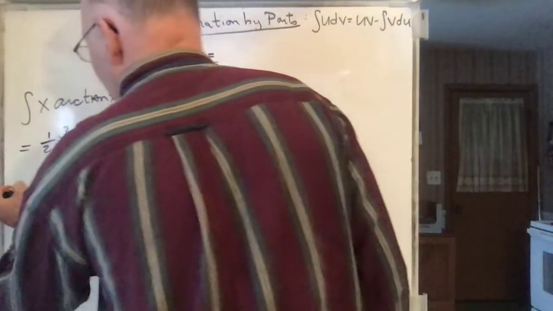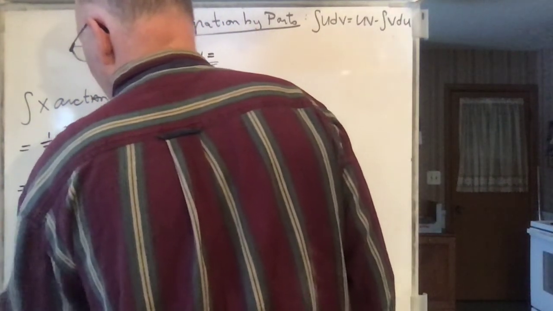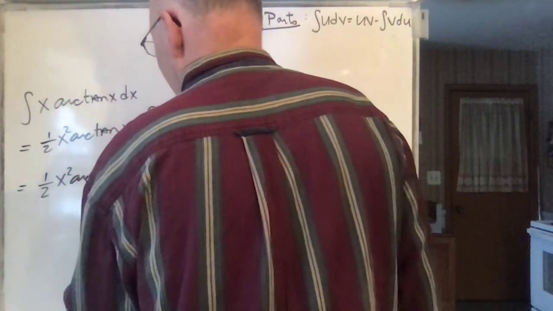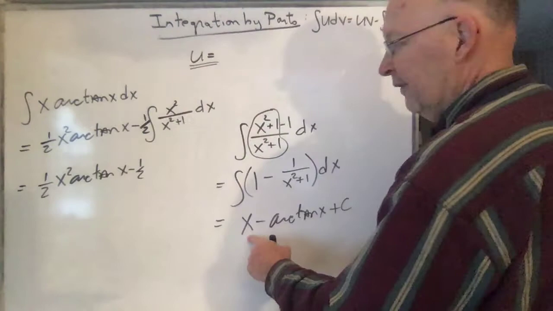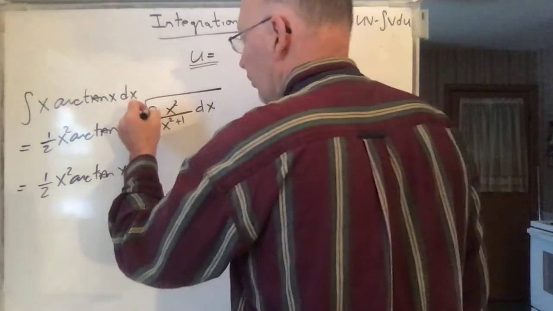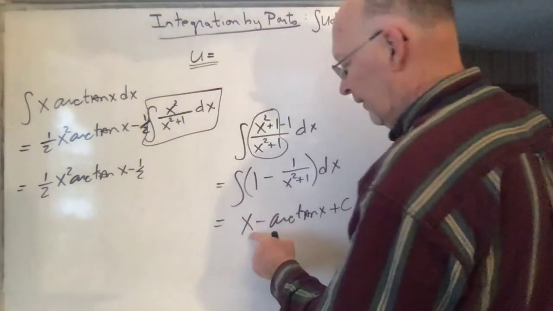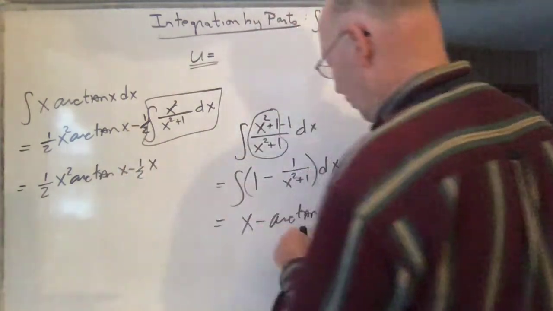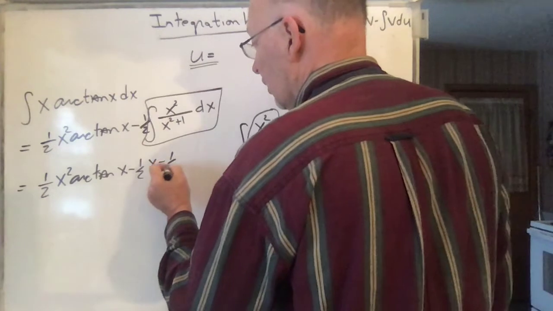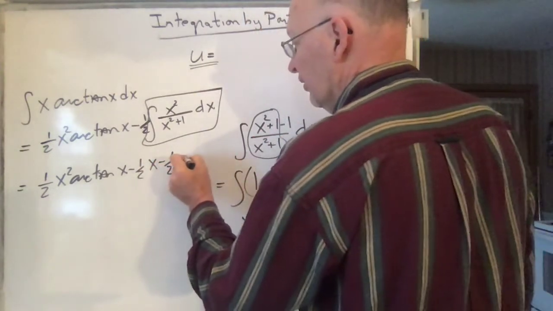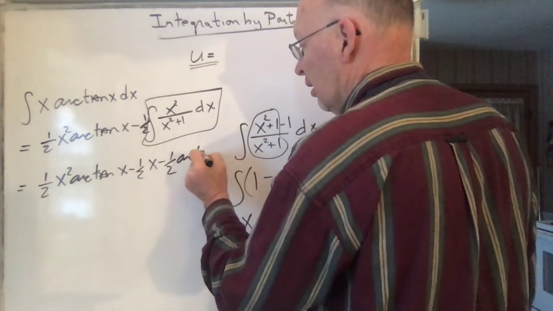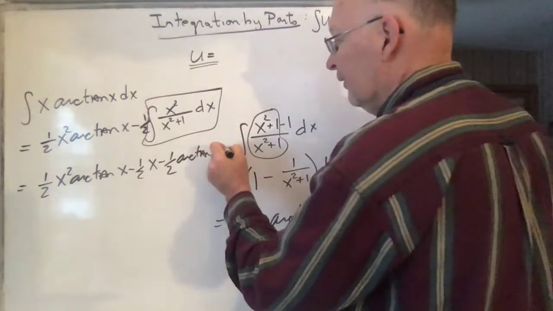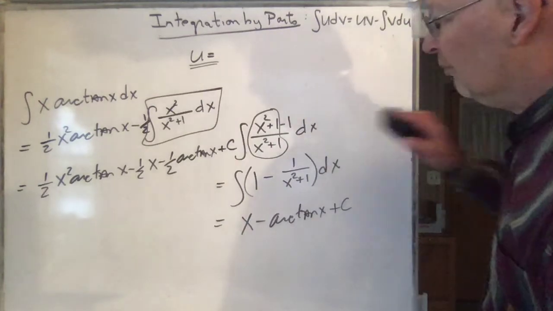So here you go. It's going to be 1/2 x squared arctan of x minus 1/2 of this. And again, I'm going to stick this whole thing in right here. So 1/2 of this is going to be minus 1/2 x, and then also minus 1/2 arctan of x. And then finally, a c times a negative 1/2 is still a c. So there you go.